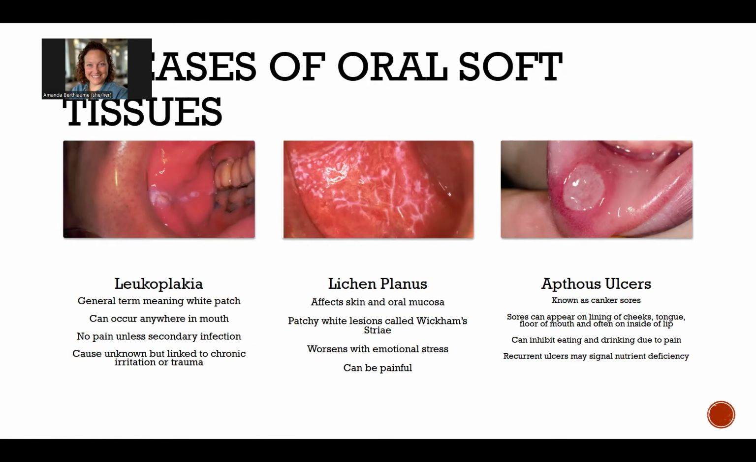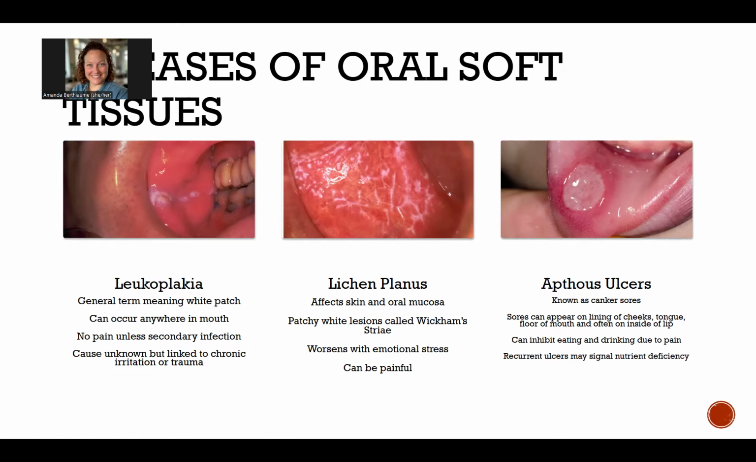Lichen planus, you might see folks with autoimmune disorders get this lichen planus. We talked about it a little earlier, but there are white lace-like lesions. This person might have lupus, but the white lesions are called Wickham striae. It's a very distinct pattern. Again, if I see this, I refer them back to their primary care for an evaluation of autoimmune disorders.